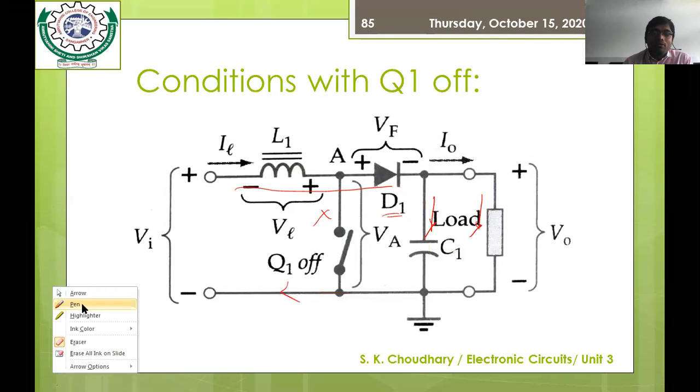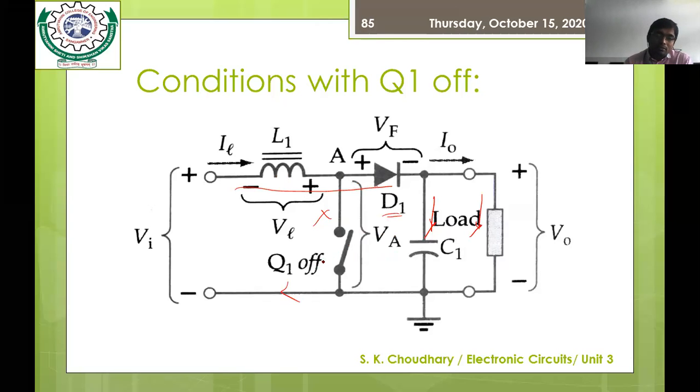Okay, now at that moment what happens? Current would start to decrease across the inductor because the inductor has already stored the charge. Now the polarity has been reversed, so it would start to decrease the current. Okay, now you can see the voltage across the output terminal would be what?